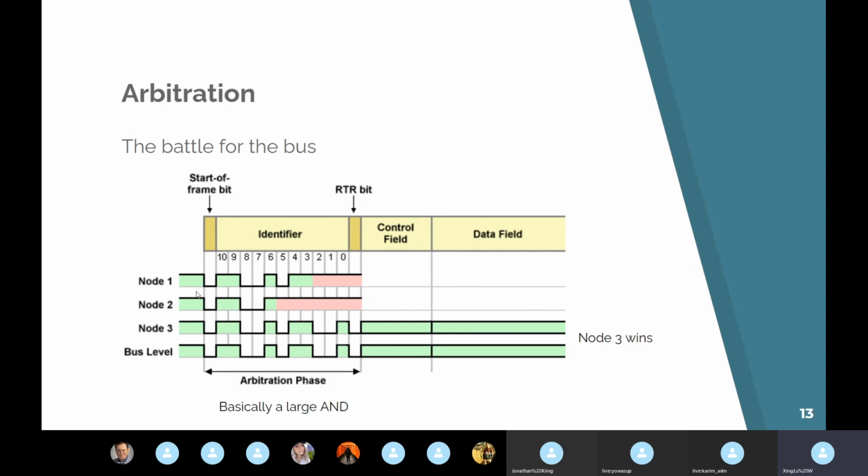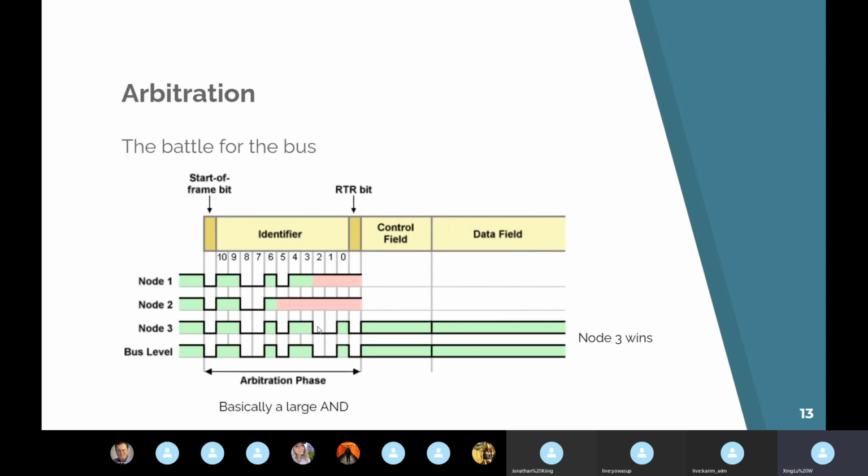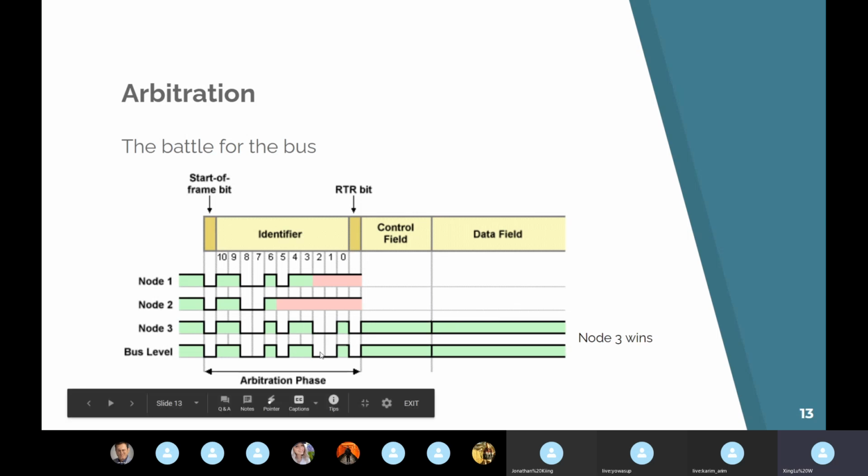So now we're looking at node 1 and 3. They're both 1s, so they're the same. And then node 3 goes to 0 while node 1 goes to a 1. And because node 1 is a 1, the number is larger, it will lose. So you see it's red here. And the bus will reflect that node 3 has the 0. And then it will just continue on following node 3.